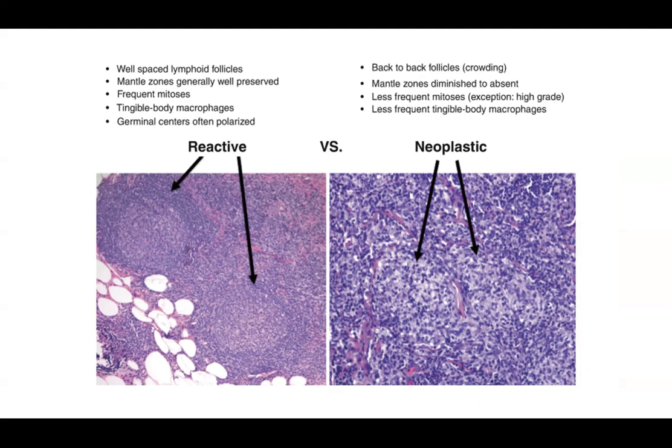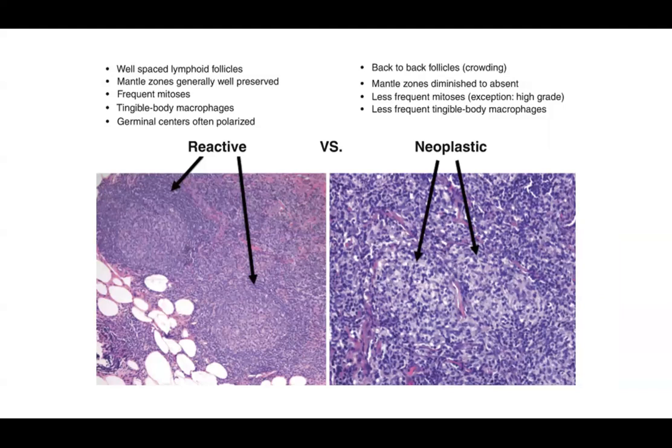So looking at the reactive lymphoid hyperplasia on the left and comparing it more to a neoplastic architecture on the right, with the reactive, you'll see more well-spaced lymphoid follicles with mantle zones generally well preserved. You may see frequent mitoses and tangible body macrophages, which we'll show you a picture of. The germinal centers are often polarized, meaning that there's some architecture that you can see that resemble normal lymphoid follicles. Looking to the right, you can see neoplastic often shows crowding of the neoplastic cells with back-to-back follicles, not as much organization as you see in the reactive.